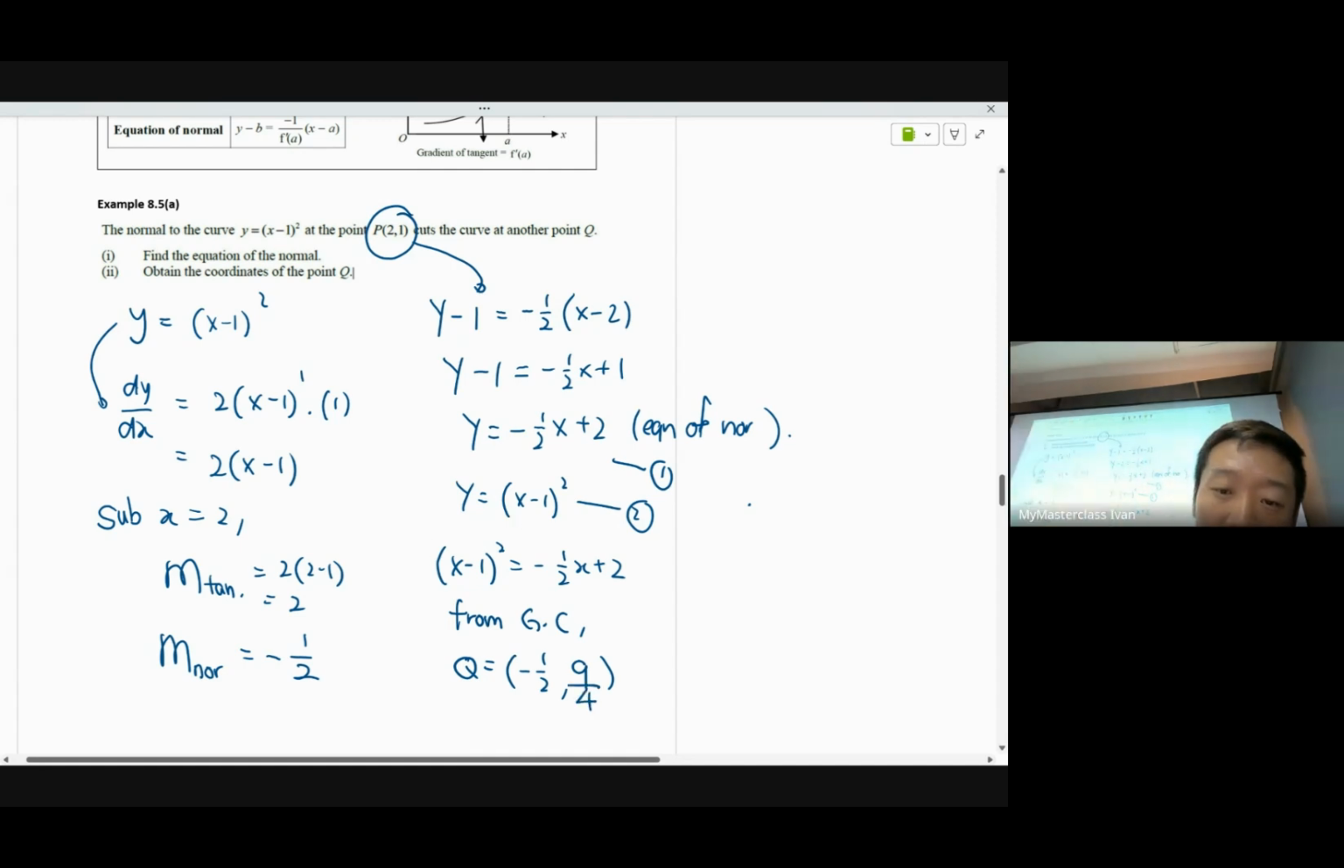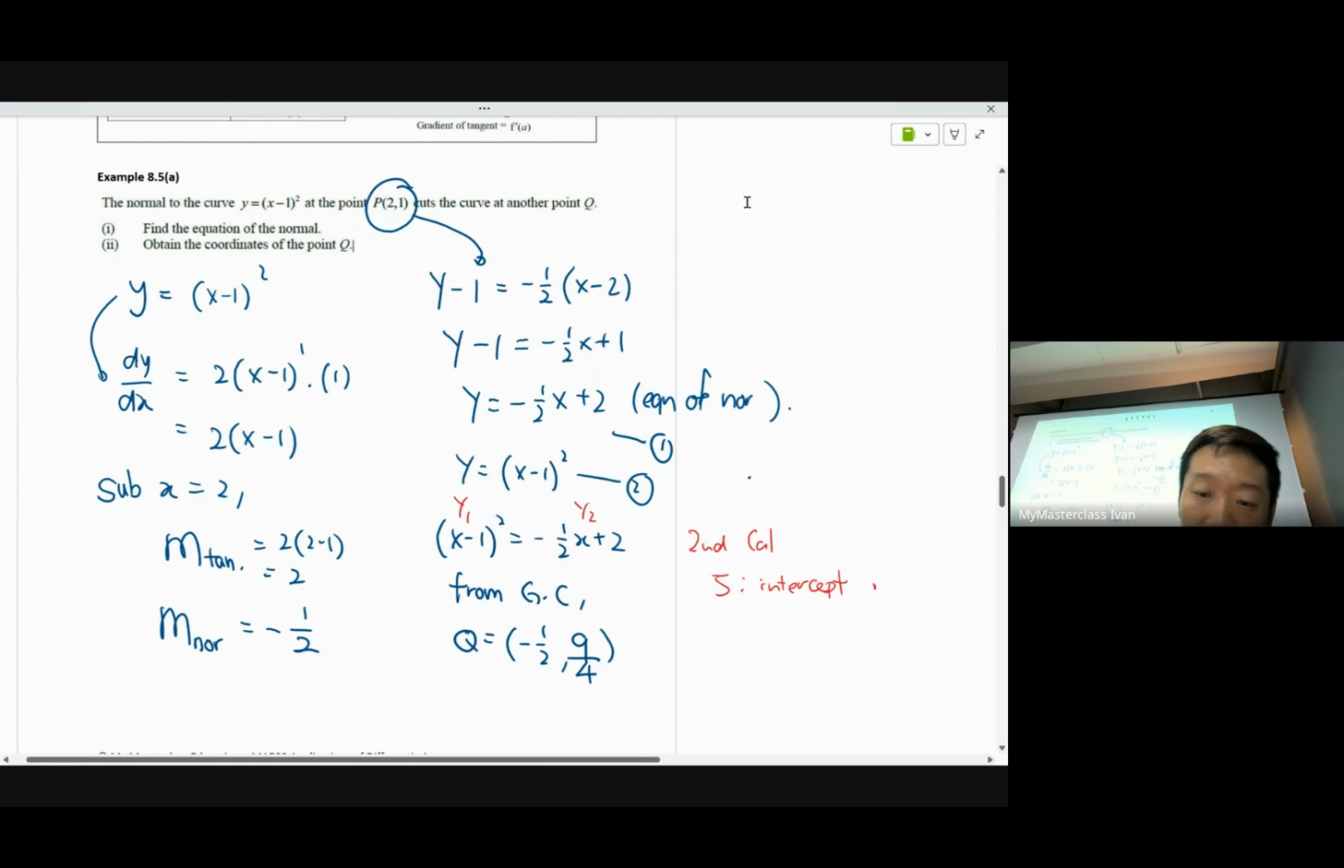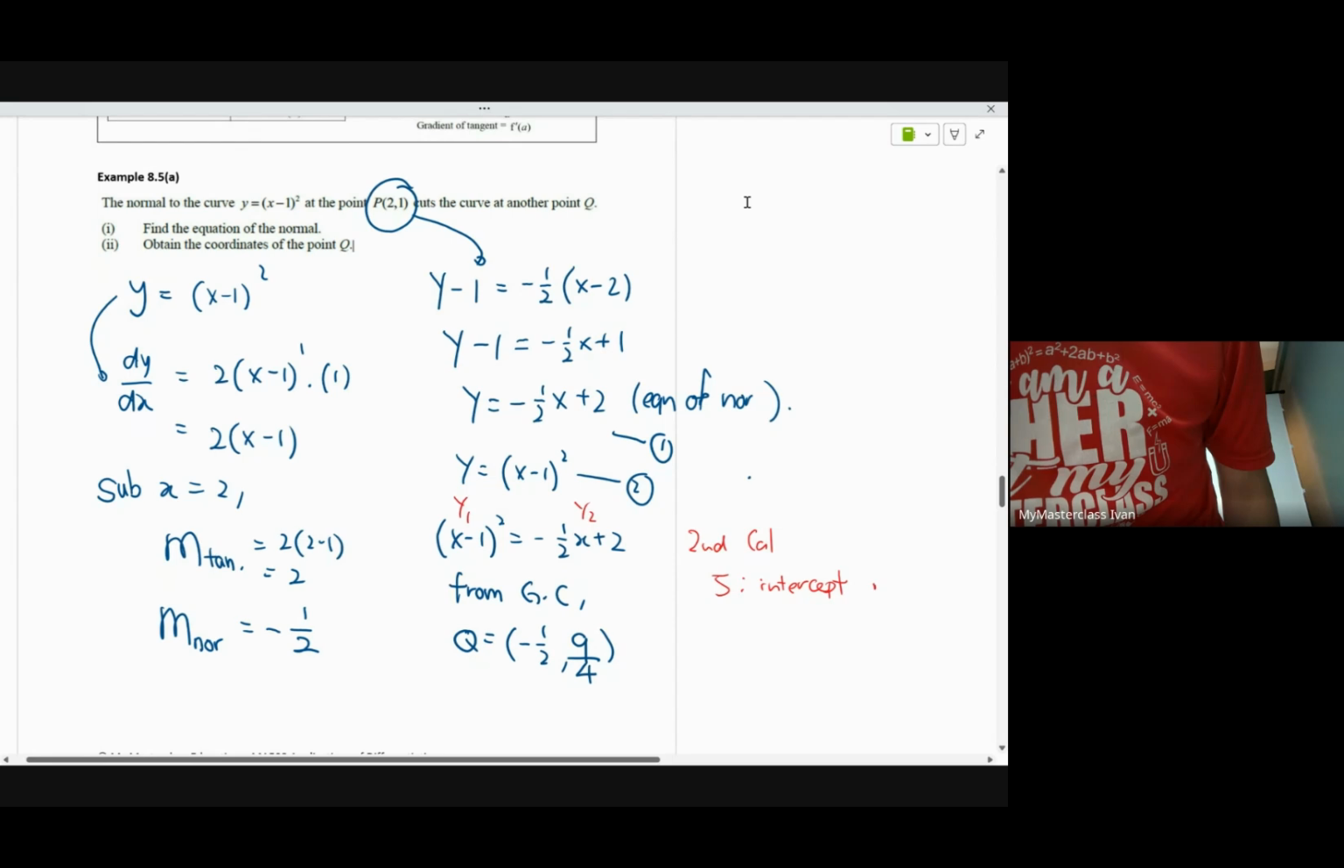Basically, plot this as your y1, plot this as your y2. Use second function, calculate to find intercept. Understand? Simple, O-level style. Use your GC to help you with very long level questions.